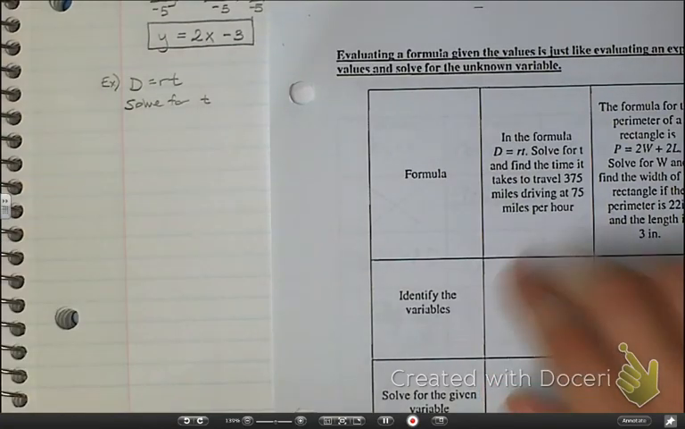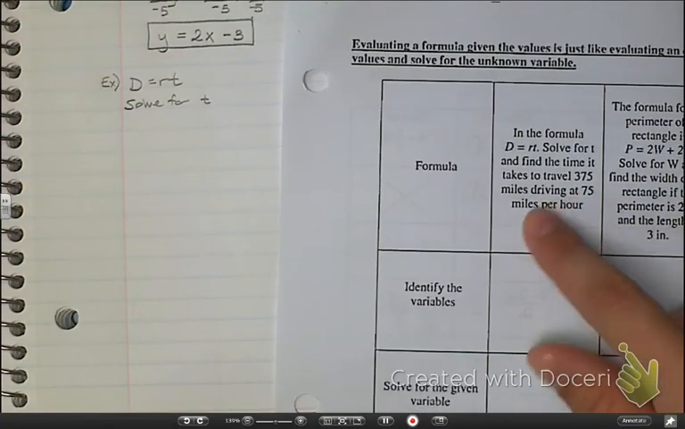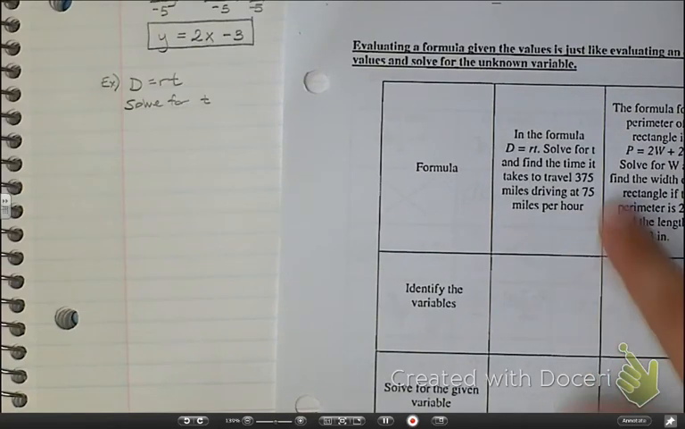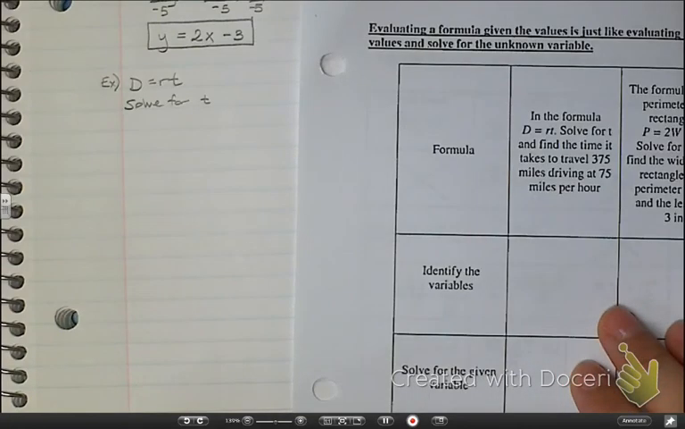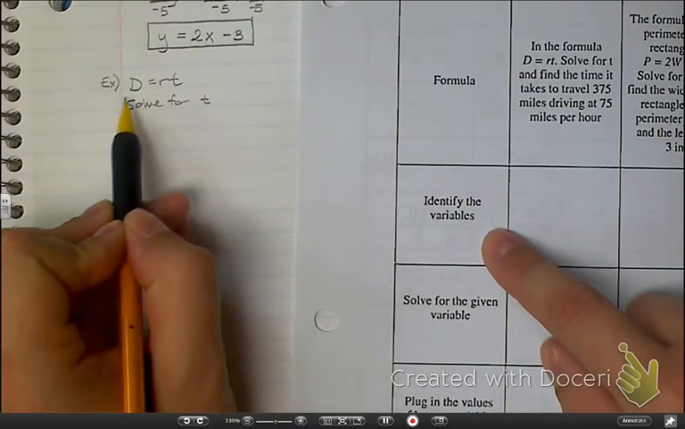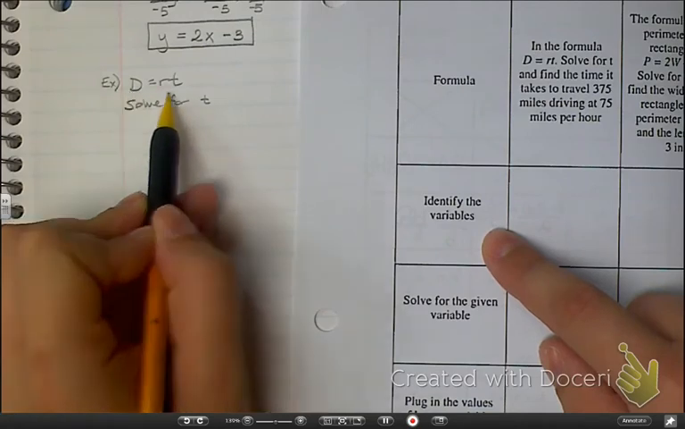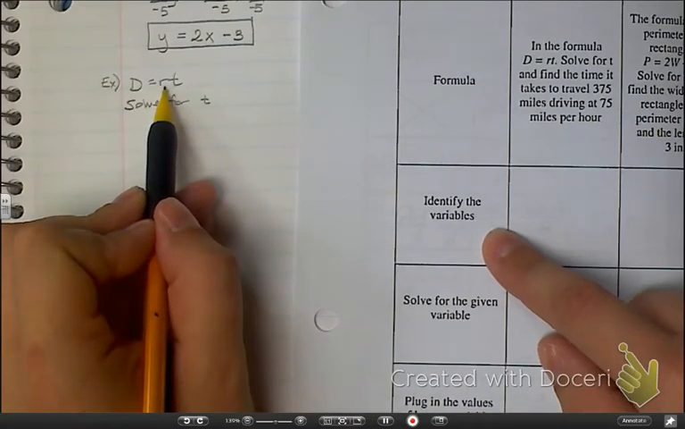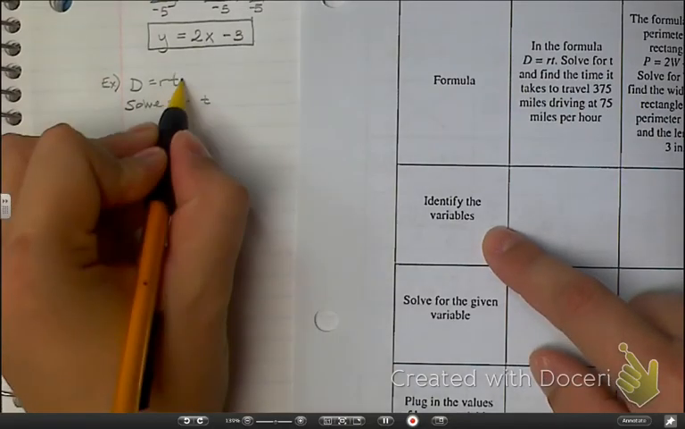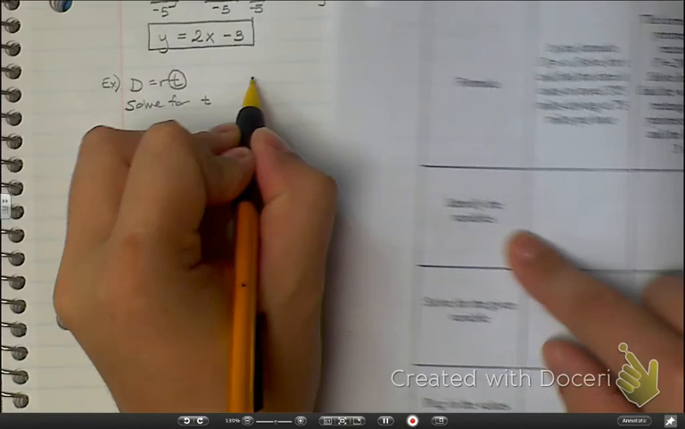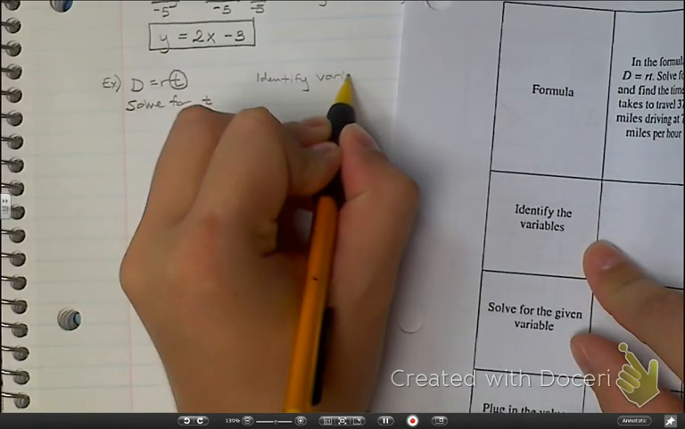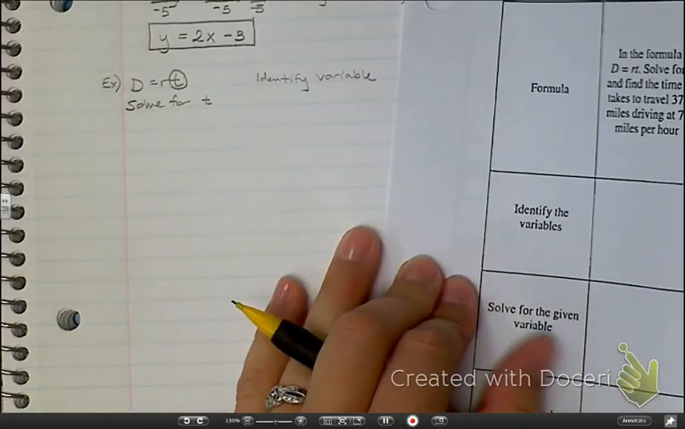All right, and find the time it takes to travel 375 miles driving at 75 miles per hour. So we're actually going to do that part in just a minute. I'm not going to write that down yet. So I'm going to go ahead and do this. It says identify the variables. Well, I have d, that's a distance. I have r, that's a rate, if you didn't know that. And I have t, that's a time. And so I'm solving for t, so I'm going to circle t, identify the variable. All right, so I identified my variable.